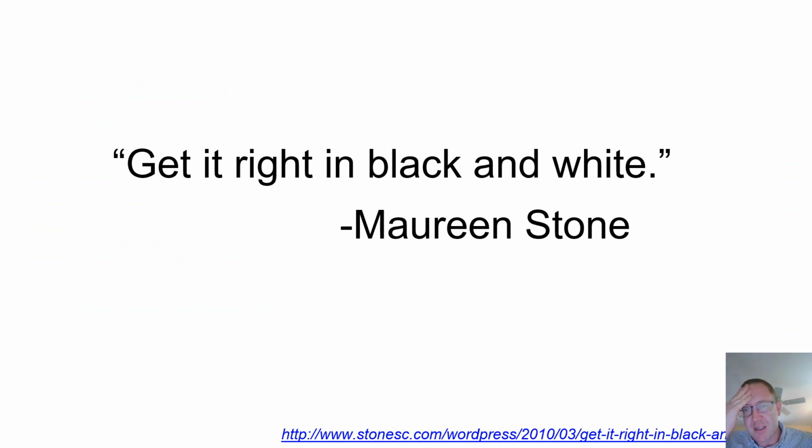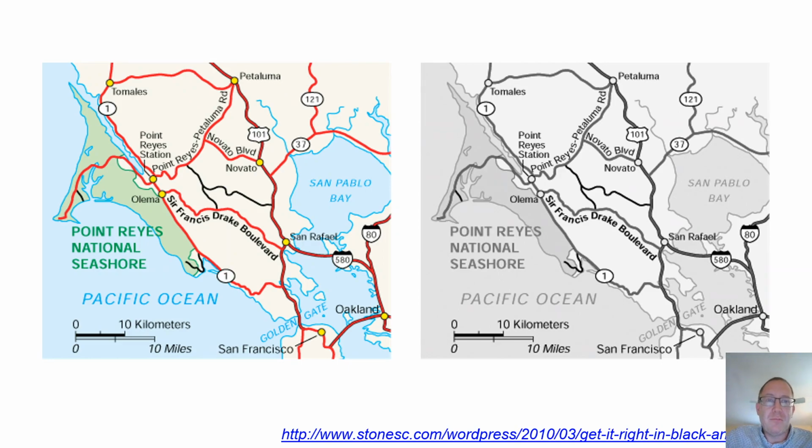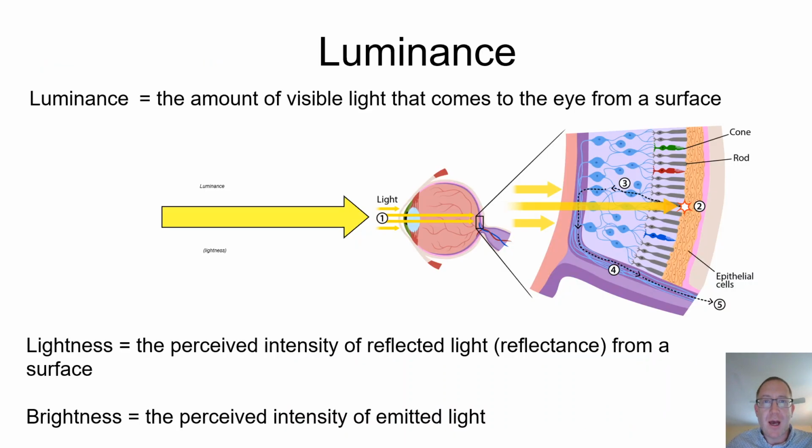Maureen Stone, though, just in case you want to go color on everything, one of her big things is get it right in black and white. She is like the world's foremost expert, or at least the world's foremost visualization expert involving color. And so things like maps, if you do any visualization in color, print it off in black and white, or check out what it looks like in black and white. If you can still read it, great. If you can't, back to the drawing board. Because we have so many rods and so few cones, you better make sure that the black and white also holds up. So that's why the philosophy, get it right in black and white.